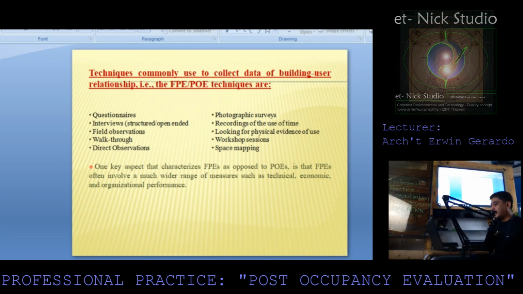One key aspect that characterizes facility performance evaluations as opposed to post-occupancy evaluations is that facility performance evaluations often involve a much wider range of measures, such as technical, economic, and organizational performance.